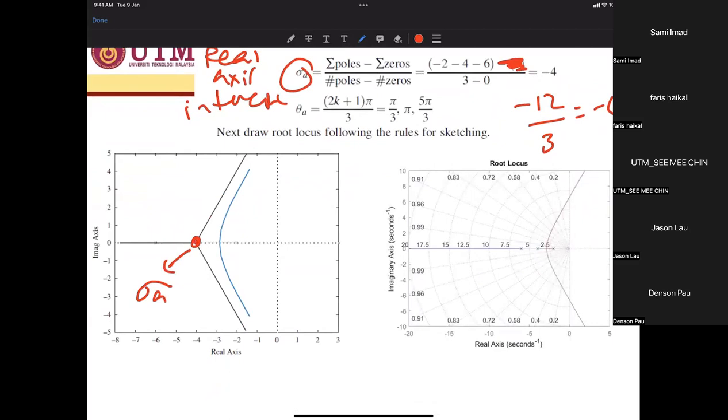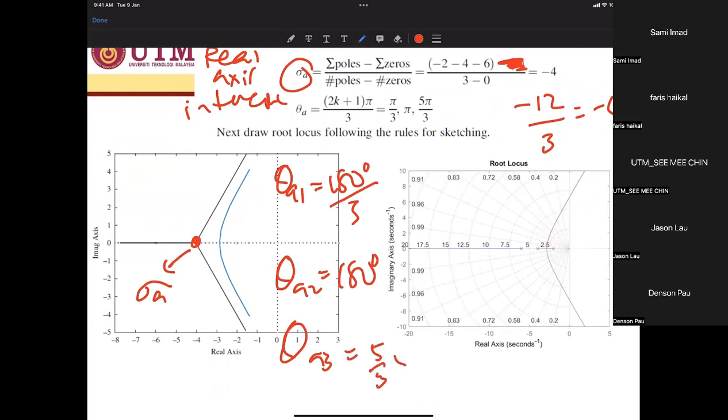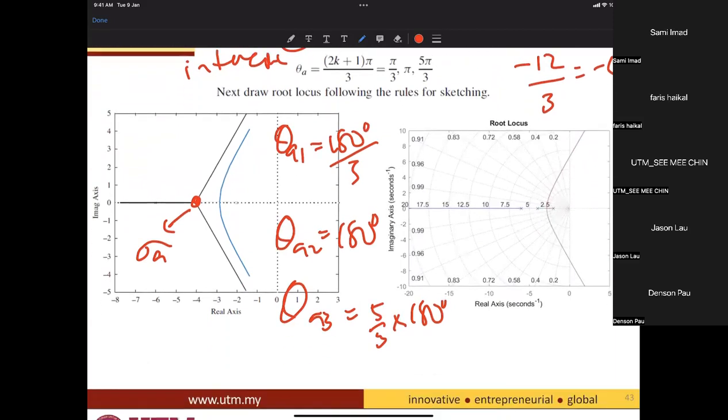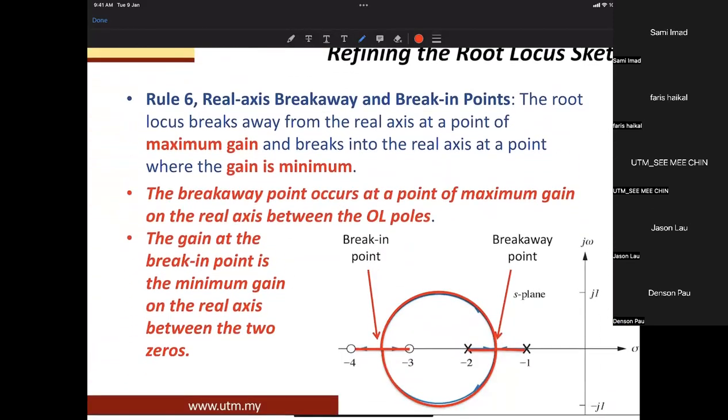And theta A is the asymptote angle. Theta A1 is 180 divided by 3, theta A2 is 180 degrees, and theta A3 is 5/3 of 180 degrees. Rule number 6 is the real axis breakaway and break-in point, as I discussed previously in the previous examples. The root locus breaks away from the real axis at the point of maximum gain. Now, please remember this: maximum gain. Breakaway point.